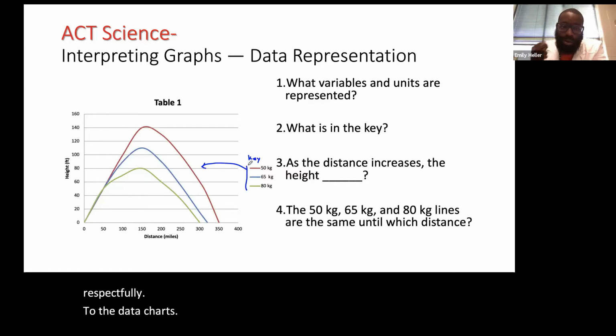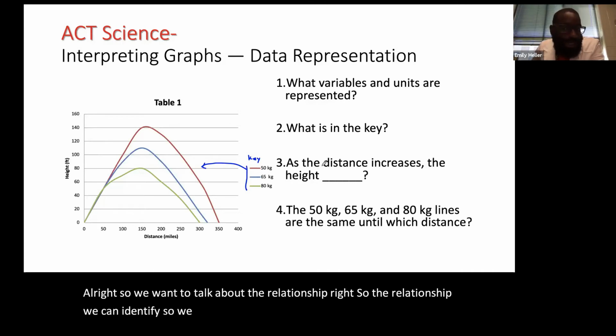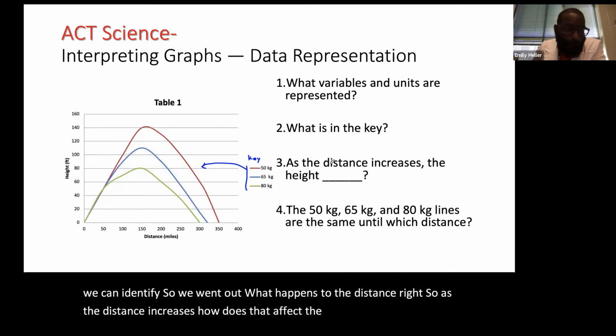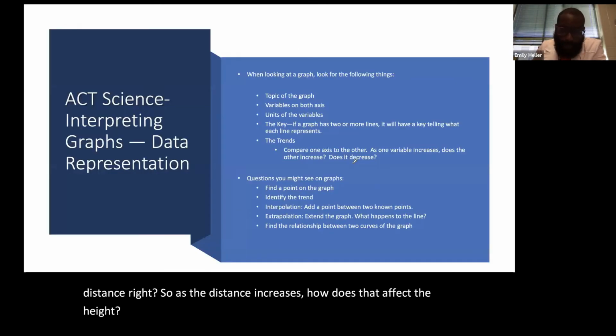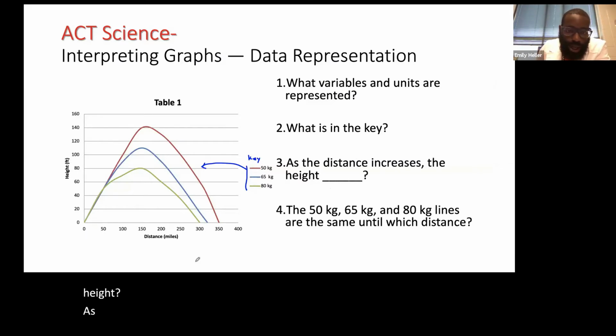All right, so we want to talk about the relationship. So we want to talk about what happens to the distance. As the distance increases, how does that affect the height? Oh, sorry. As the distance increases, how does that affect the height?